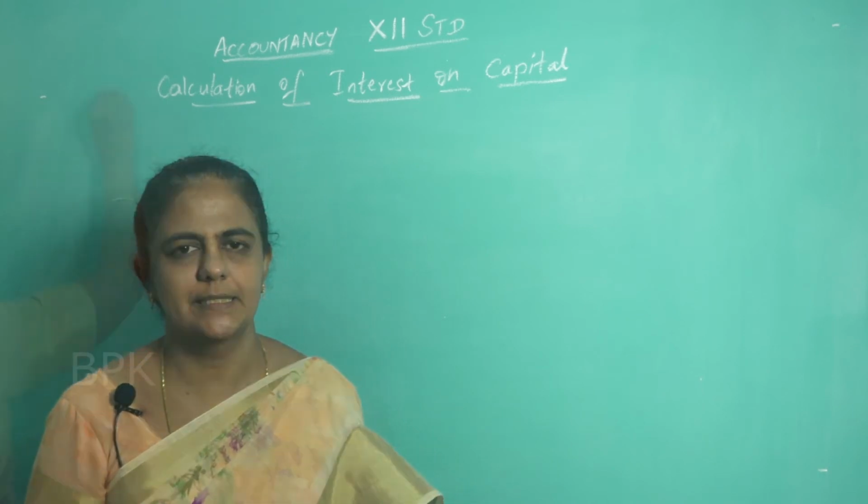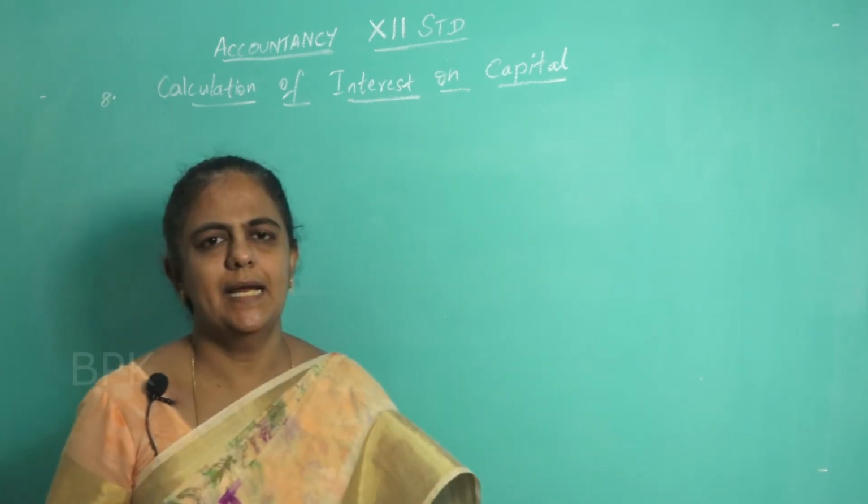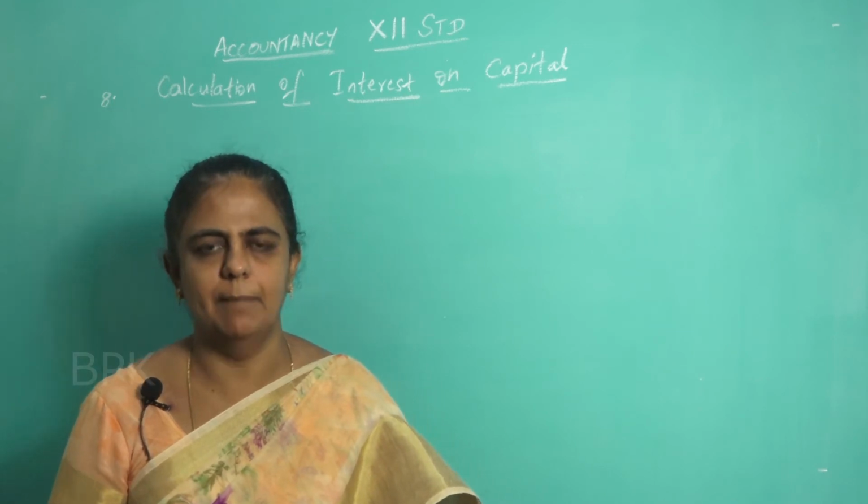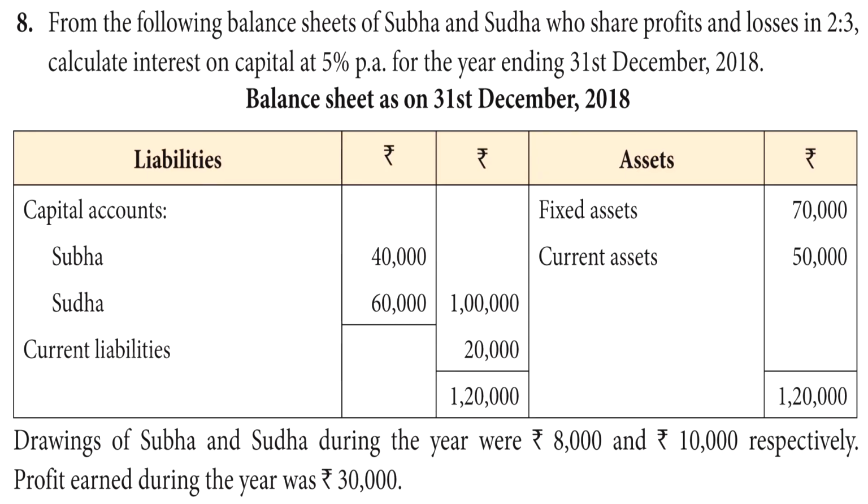Question number 8. First I read the question, understand the question, and then we will move on to the sum. From the following balance sheet of Subha and Sudha, who share profit and losses in the ratio 2:3, calculate interest on capital at 5% per annum for the year ending 31st December 2018.